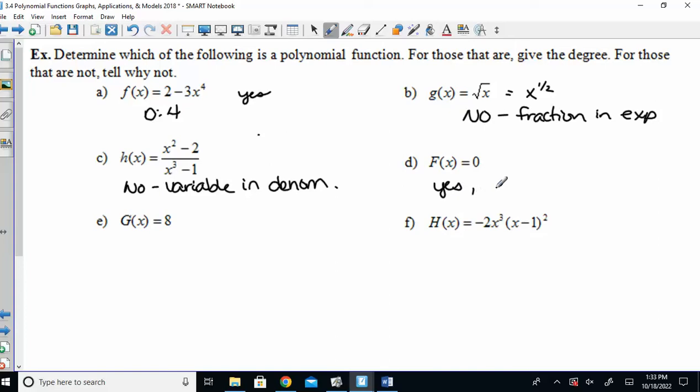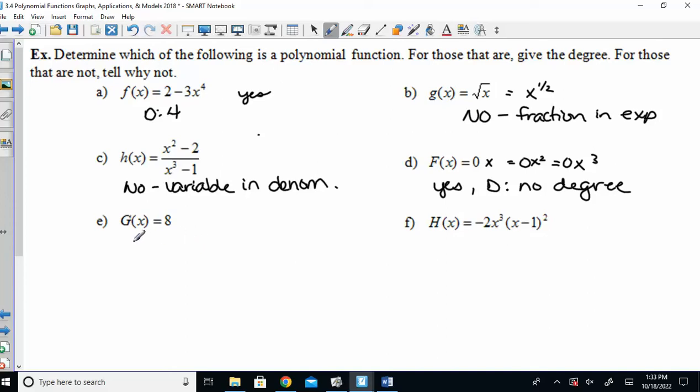The degree though. I think I mentioned this in the last section. 0, isn't that the same as 0x or 0x squared or 0x cubed? So could you give me just a single degree? No. So there is no degree if it's just equal to 0, because you could put any power of x with it.